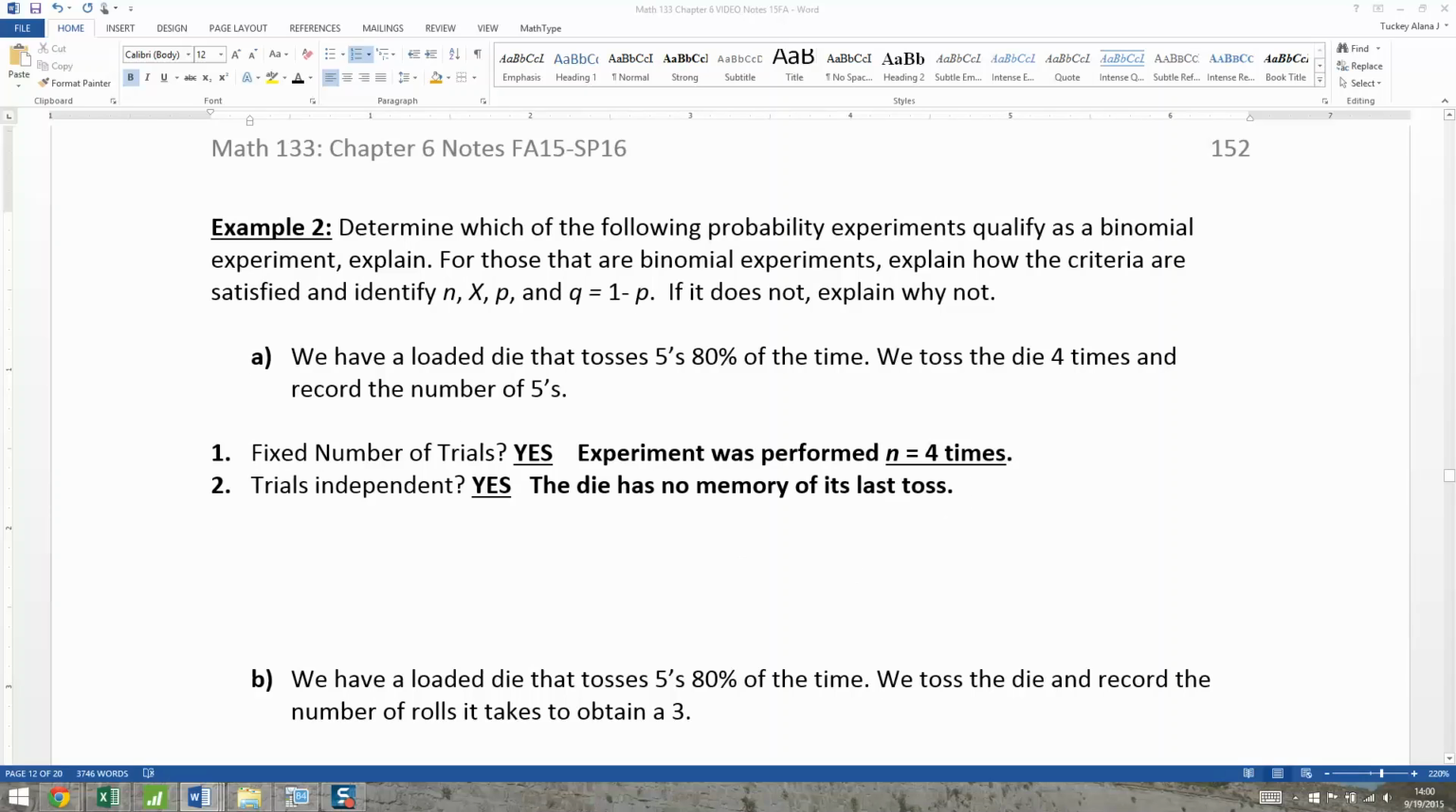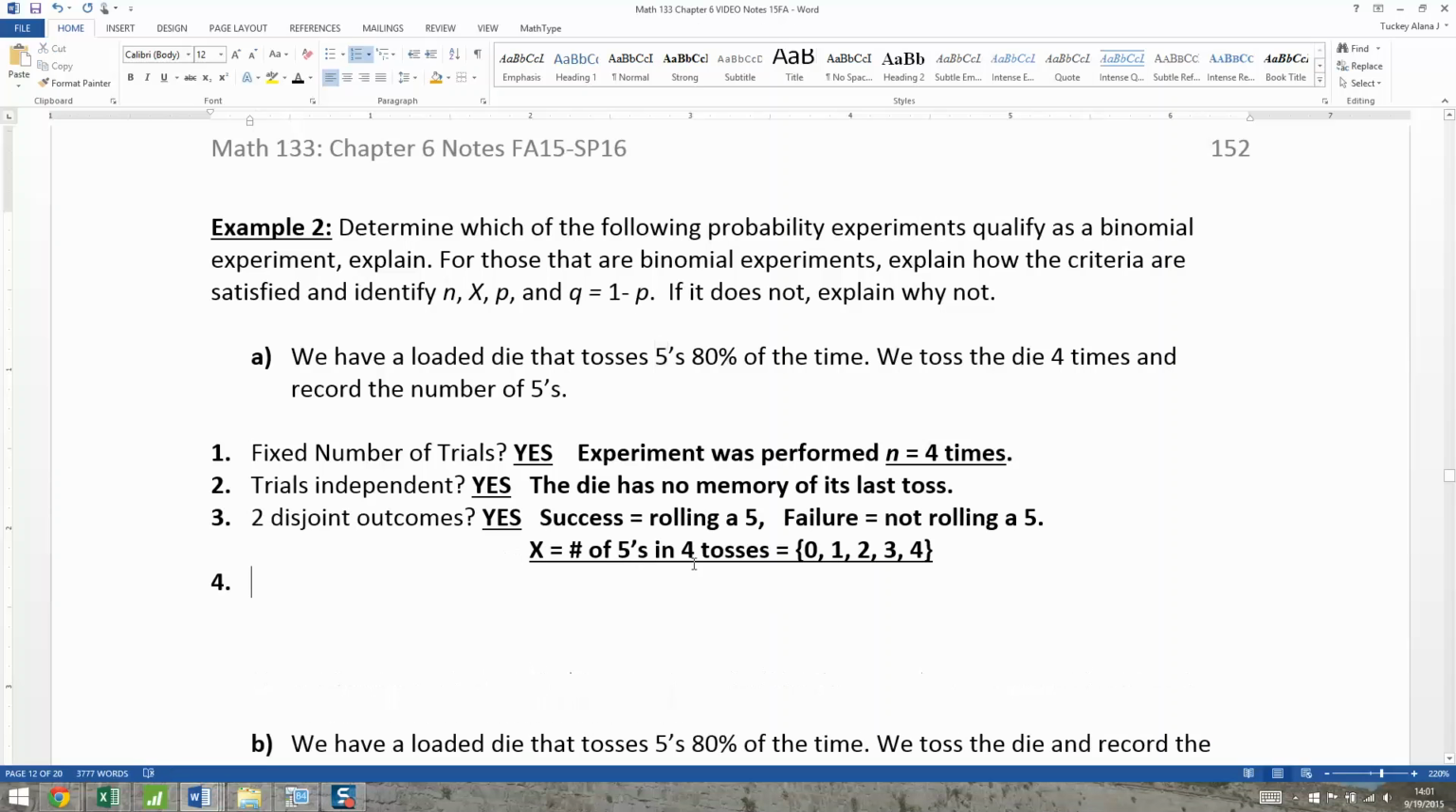Now, are there 2 disjoint outcomes? Yes, indeed, there are. There's success, which is rolling a 5, because we've determined that 5s are what constitutes success for us. All the other outcomes are not 5s, and therefore they're failure. So success is rolling a 5, and failure is not rolling a 5. Yes, you do have to write that out. Then you have to write out what your X is. X is your random variable: the number of 5s, the number of successes in 4 tosses. So you could have as low as 0 5s all the way up to 4 5s.